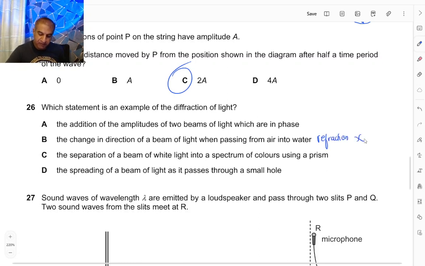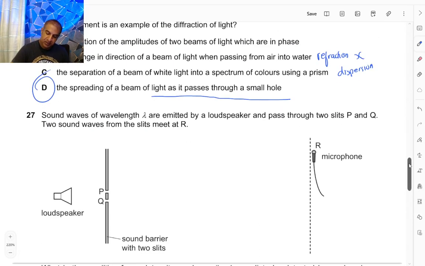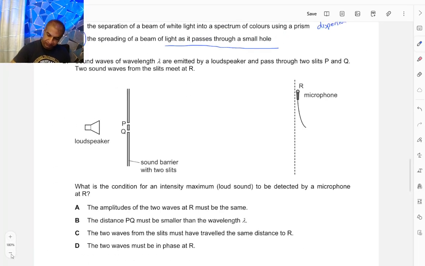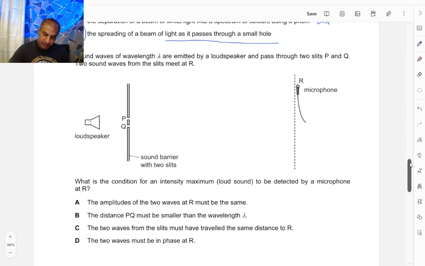The separation of the beam of white light into a spectrum of colors using a prism, no, that is dispersion. A spreading of a beam of light as it passes through a small hole, that is correct. That is the true definition of refraction. Sorry, diffraction. Let's just move on to the next question. Oh my God, I'm just going to zoom out a bit. Let's look at this question.